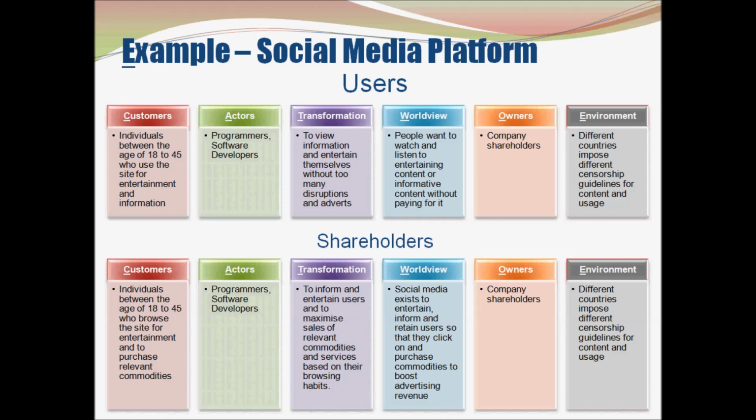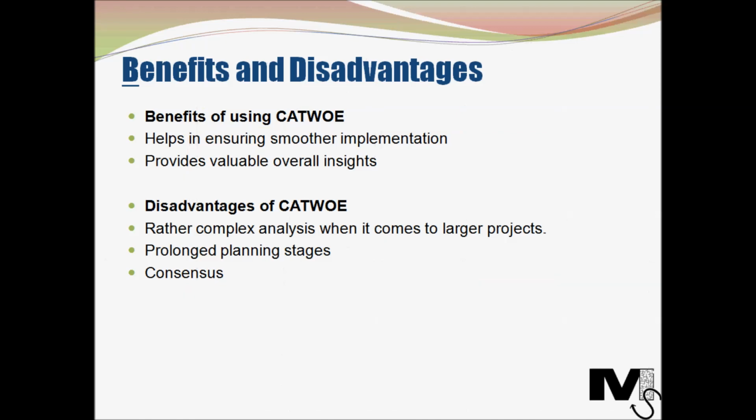So this, I hope, clarifies how a CATWOE analysis can actually be used. You can take on various different examples. You can play with it, starting from simple businesses to complex change management exercises in complex projects. But are there benefits and are there disadvantages of using the CATWOE analysis model? The benefits are clear. There is clarity of stakeholder perspectives from the start of the initiative. This always helps in ensuring that implementation is smoother.